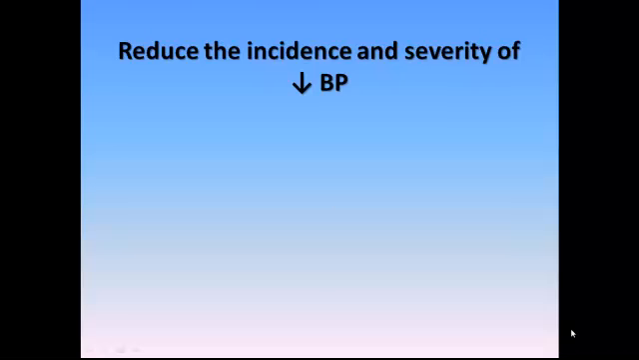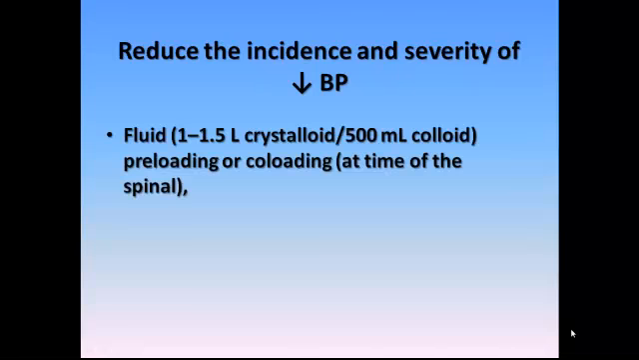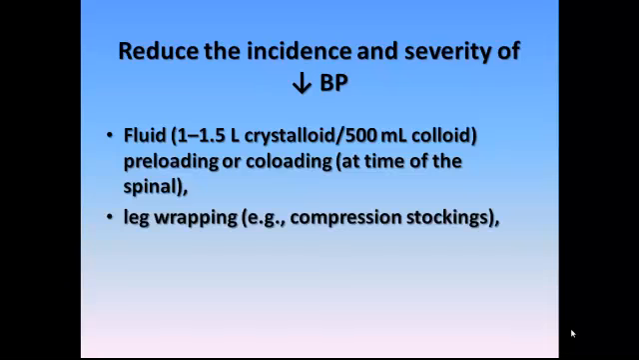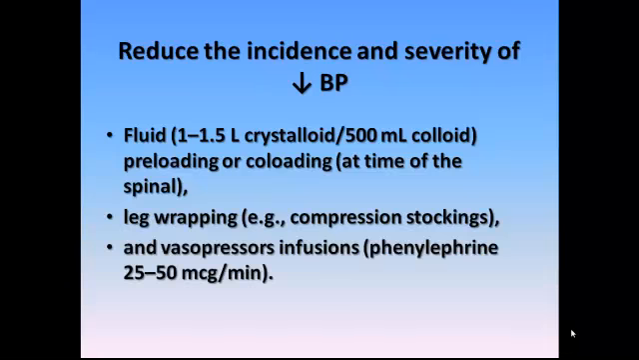Now, how can we reduce the incidence and the severity of the blood pressure reduction after spinal anesthesia in pregnancy? Fluid loading by 1 to 1.5 liters of crystalloid or half a liter of colloid, preloading, leg wrapping and compression stockings, and vasopressor infusion. Phenylephrine is the drug of choice, 25 to 40 micrograms per minute.